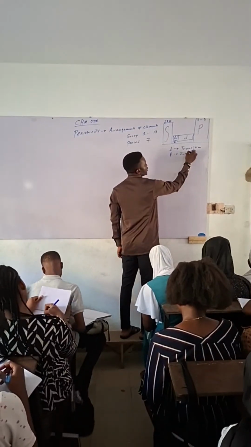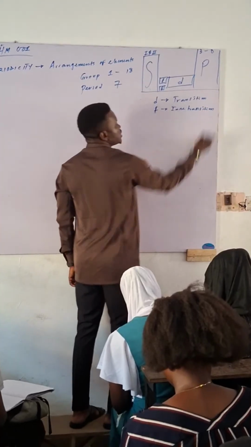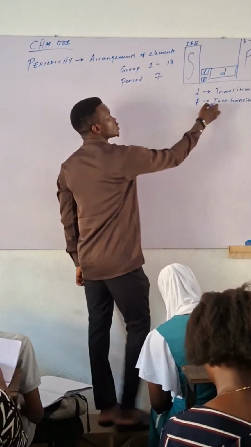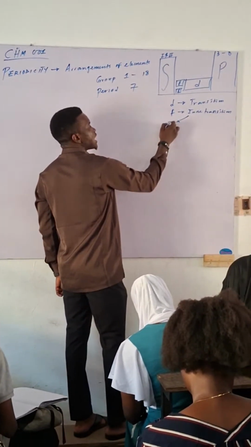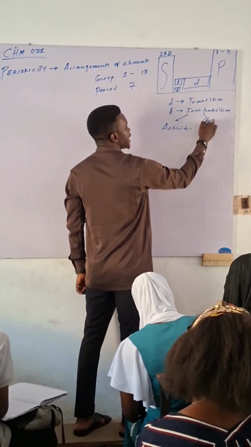Transition elements. The inner transition elements are of two types. They are the actinides and lanthanides.